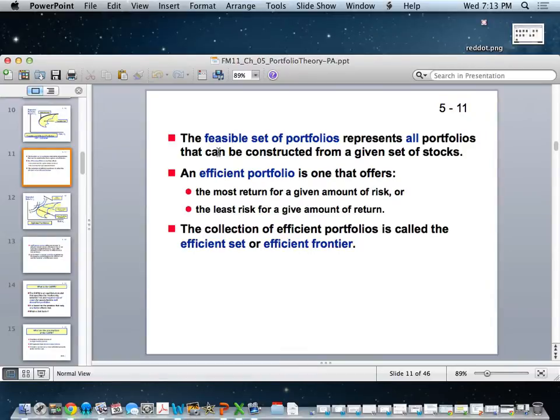There are a couple of definitions here. One is called a feasible set of portfolios, and the other is an efficient portfolio. A feasible set of portfolios represents all portfolios that can be constructed from a given set of stocks.